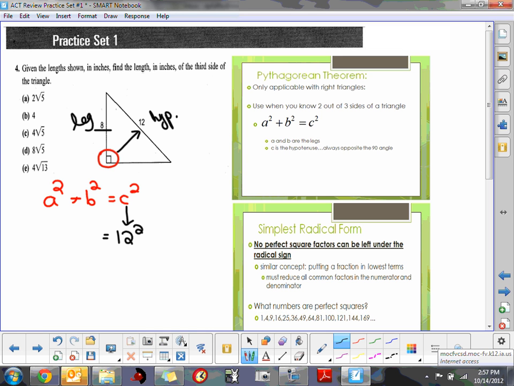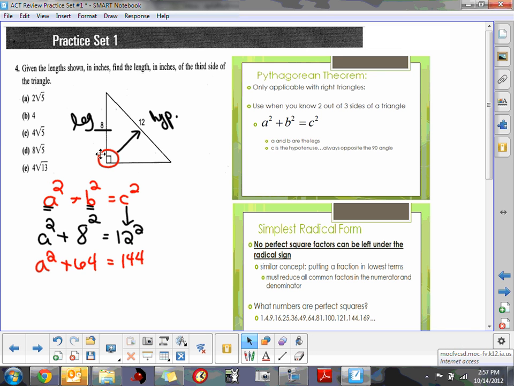Now the leg can be either one, either a or b, whatever one you choose. I'm going to put it in for b. There's really no real reason I'm doing one or the other. I just like to have the a squared out front. Run through our arithmetic on this. We know that a squared plus 64 would have to equal 144.